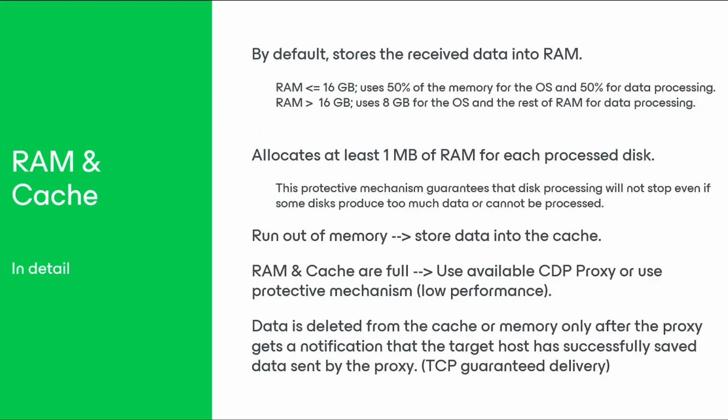Now, if both cache and RAM are full, well, if there is no free CDP proxy, for example, then it will use the protective mechanism. Otherwise, it will just switch to another available CDP proxy. Data is also deleted from the cache and memory only after the proxy gets a notification that the target host has successfully received the saved data sent by the proxy, right? Because we use TCP, we can also guarantee the data delivery.